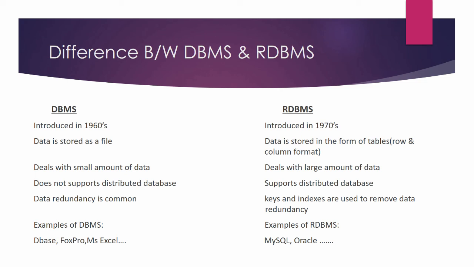In DBMS, data redundancy can be there, meaning data duplication can be there, whereas in RDBMS, various keys and indexes are used to remove data redundancy. Last, examples of DBMS: dBase, FoxPro, MS Excel. These are the examples of DBMS. And for RDBMS, the most popular examples are MySQL and Oracle, and many more.